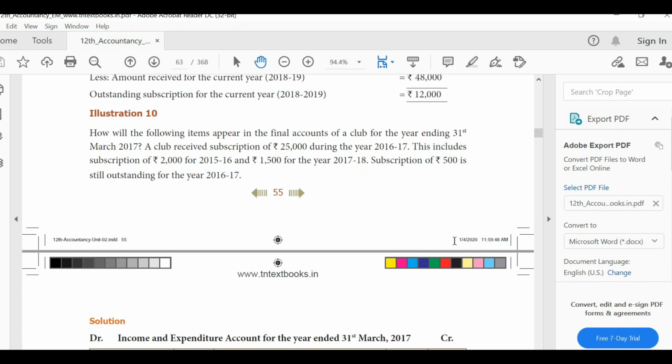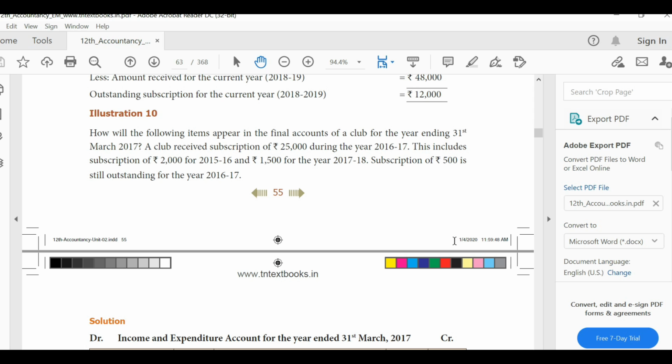The next one is, how are you going to prepare the items that are going to appear in the final accounts of a club for the year ended 31st March 2017. The club received a subscription of 25,000 during the year 16-17. This includes the subscription of 2,000 for 15-16 and 1,500 for the year 17-18. The subscription of 500 is still outstanding for the year 16-17.